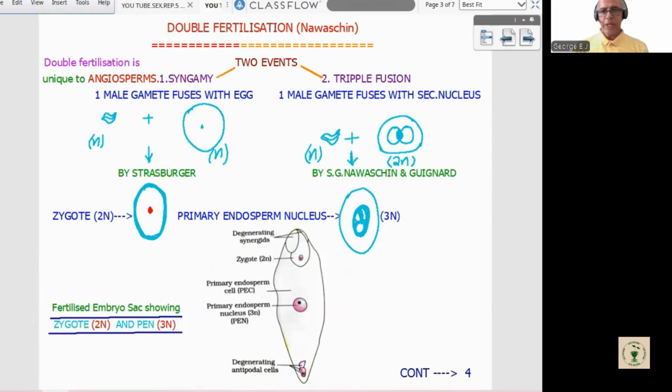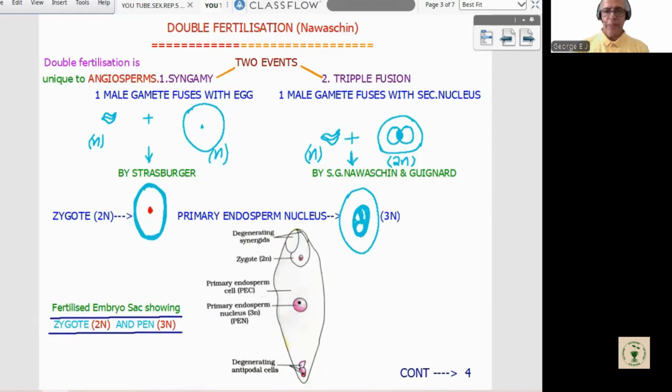And this double fertilization, remember, it is a very unique feature for angiosperms, very unique to angiosperm. That itself is a question. And why is it called double fertilization? Because there are two events in it. One is called syngamy, the other is called triple fusion.